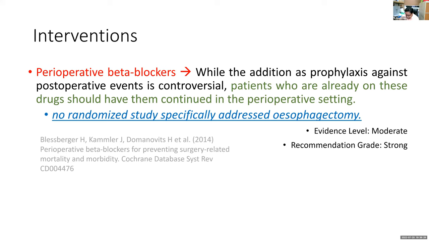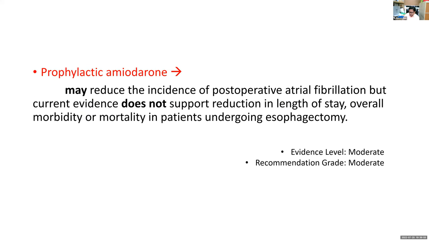And at times, these patients, if they are having symptomatic cardiac disease, may also be started on beta blockers, which was earlier a strategy. But there is nothing specific for carcinoma esophagus looking at the outcome, and hence the evidence level is moderate. But the recommendation remains strong for these patients. But remember that an acute strategy of beta blockers may not offer a large protective effect from MI in the perioperative period. So it may not be indicated for those who are not on them, but those who are already on beta blockers should be continued in the perioperative period.